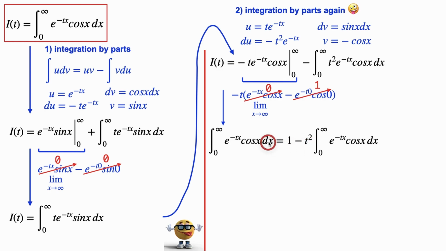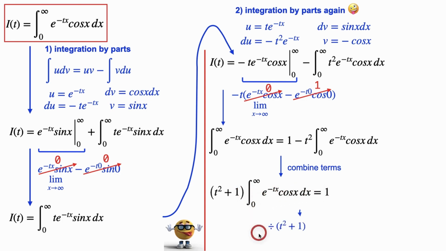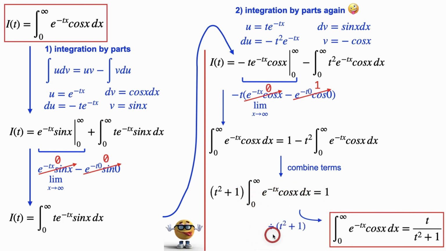And if you look at this, the integral that was presented to us from integration by parts a second time right here is exactly the same as the integral that we're trying to evaluate. So we can solve for it by literally combining it over. So we'll take this t squared and add it to here, which is like a 1, kind of factor out. We have 1 on the right hand side, and then to solve for our integral, we'll divide both sides by t squared plus 1 to give us the integral of e to the negative tx cos x in all its glory. There we are, y'all.